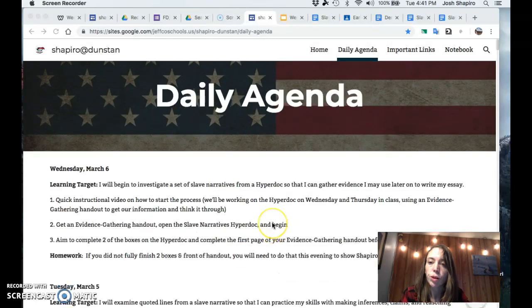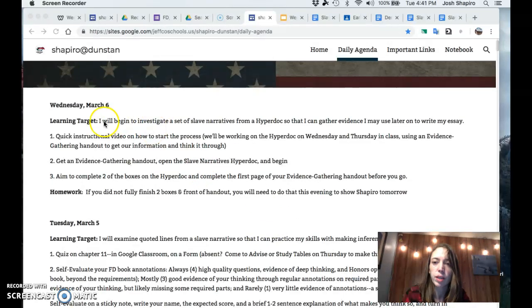All right, so for our daily agenda today, I will begin to investigate a set of slave narratives from a hyperdoc so that I can gather evidence I may use later on to write my essay. You had some idea probably, based on what we did yesterday, when we were talking about the question of what truths these different slave narratives reveal to us about the institution of slavery in America. That is our question, okay?